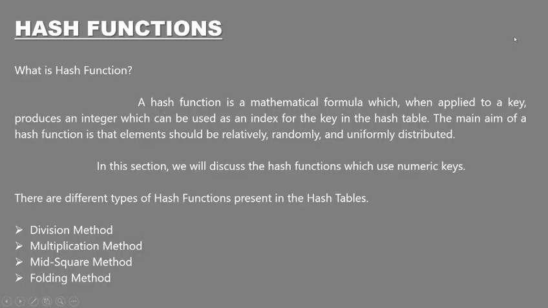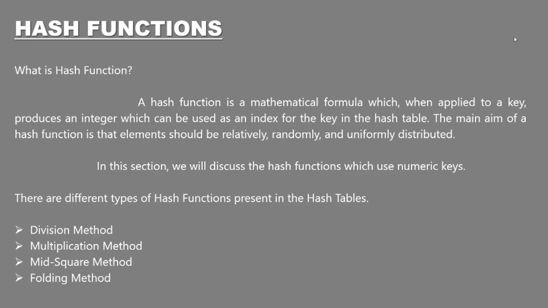The seminar is on hash functions. First of all, we want to know what a hash function is. A hash function is a mathematical formula which, when applied to a key, produces an integer which can be used as an index for the key in the hash table. The main aim of a hash function is that elements should be relatively randomly and uniformly distributed.